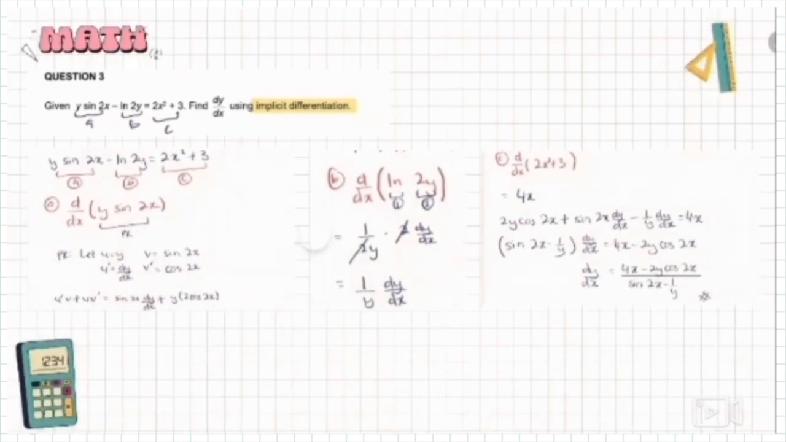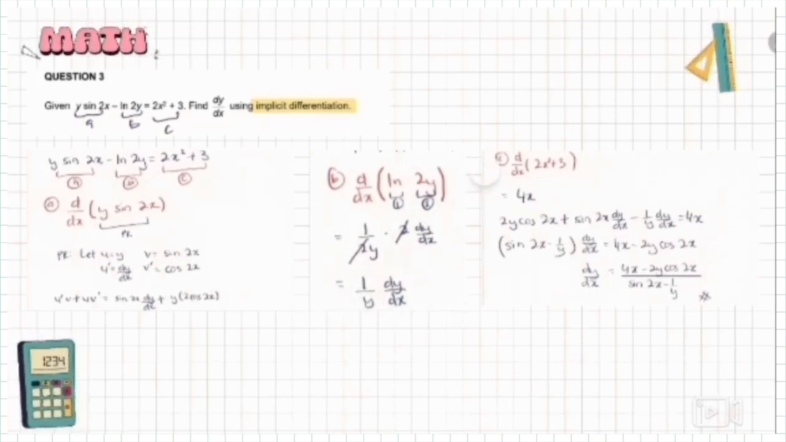So for the second step, we can also use the chain rule for ln 2y. So first step, ln will become 1 over 2y multiplied by 2 dy/dx. So this 2 we can cancel out, so it becomes 1 over y dy/dx.